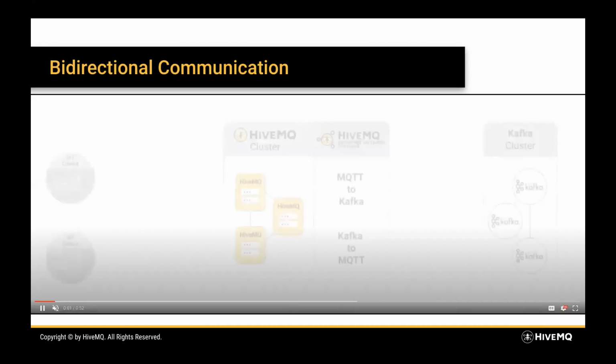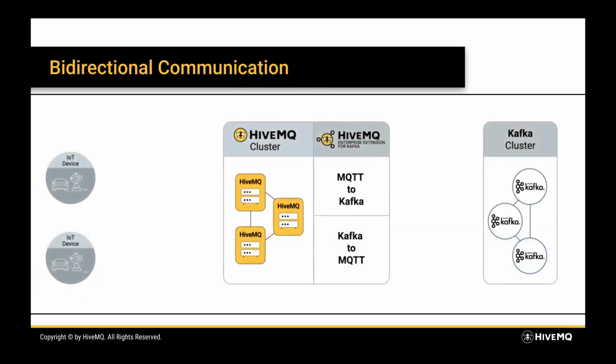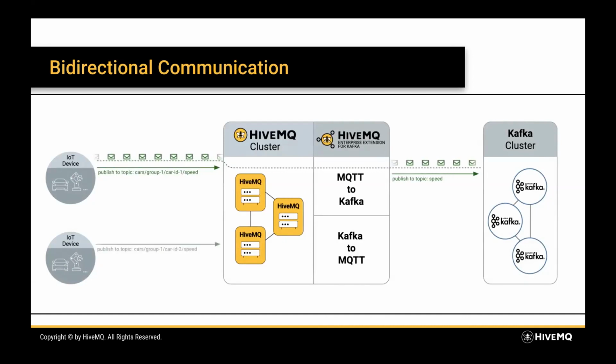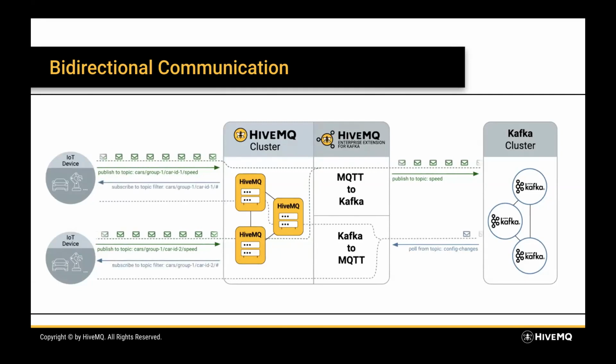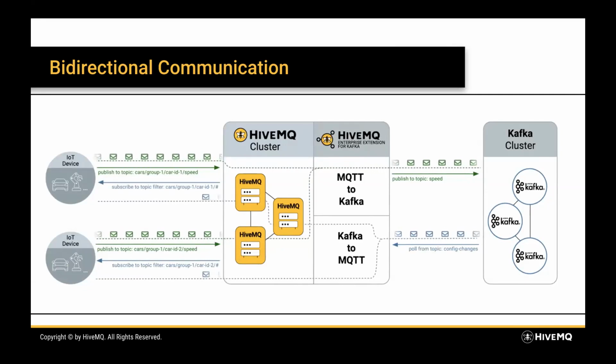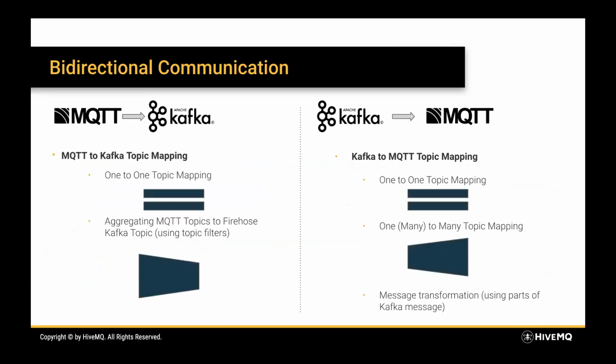Okay, bidirectional communication. So as I said, sending MQTT data from IoT devices via the HiveMQ cluster and the HiveMQ Enterprise extension for Kafka to the Kafka cluster is no problem. And on the other side, you also can forward Kafka messages from a Kafka cluster via the same extension to your IoT devices. And that is possible in multiple different ways.